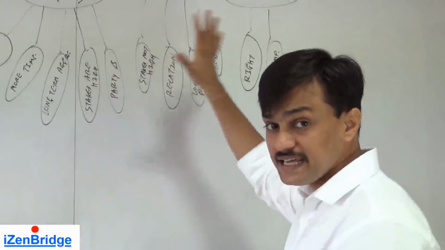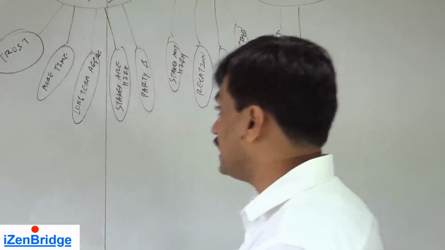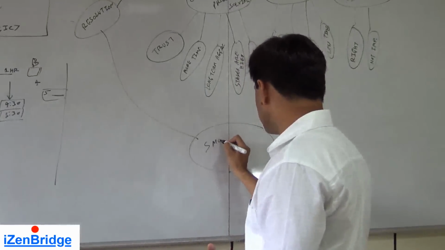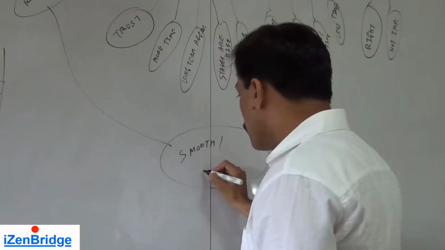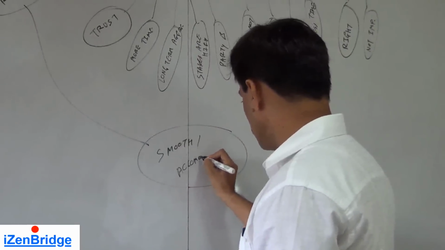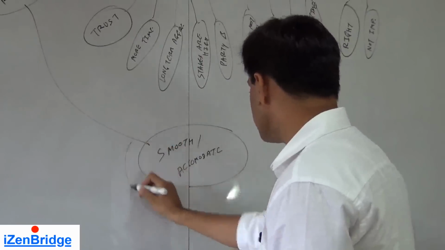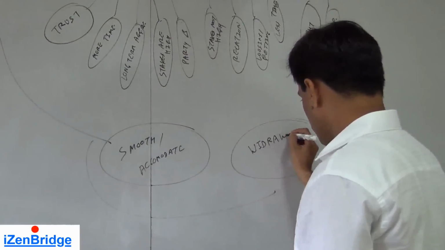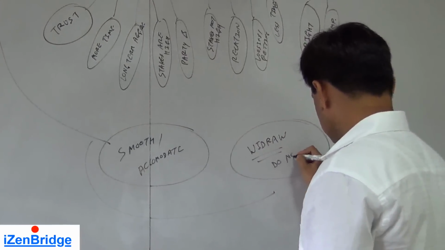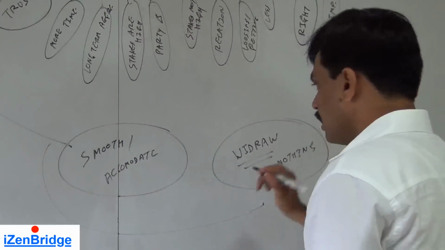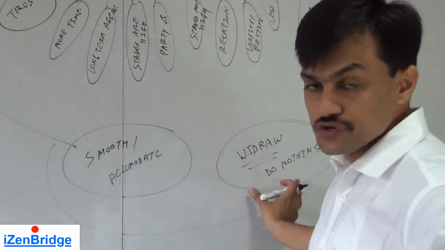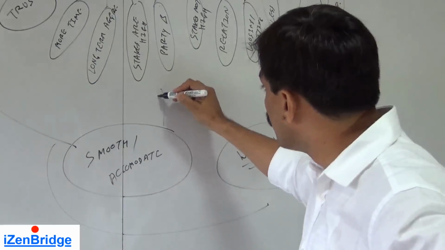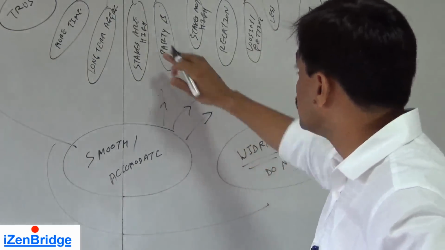Now, besides these 3 techniques, we have 2 more techniques. And these techniques are, one is smoothing, so we try to smooth or accommodate. And another is withdrawal, or say do nothing. Now smoothing, accommodating and withdrawal are kind of the first level of conflict resolution. After that, you need to move to one of these 3 conflict resolution techniques.